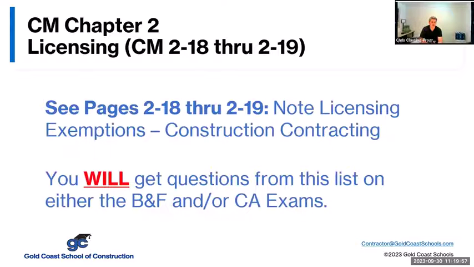So see pages 218 to 219. You're going to note the licensing exemptions for construction contracting. You will absolutely, I believe, get a question from this list on either the BF or the CA exams. The CA, again, that's contract administration. That's a Division 1 trade exam, one of 2 that you have to take. So if you're a Division 2 contractor, you're not going to have to take the CA exam.